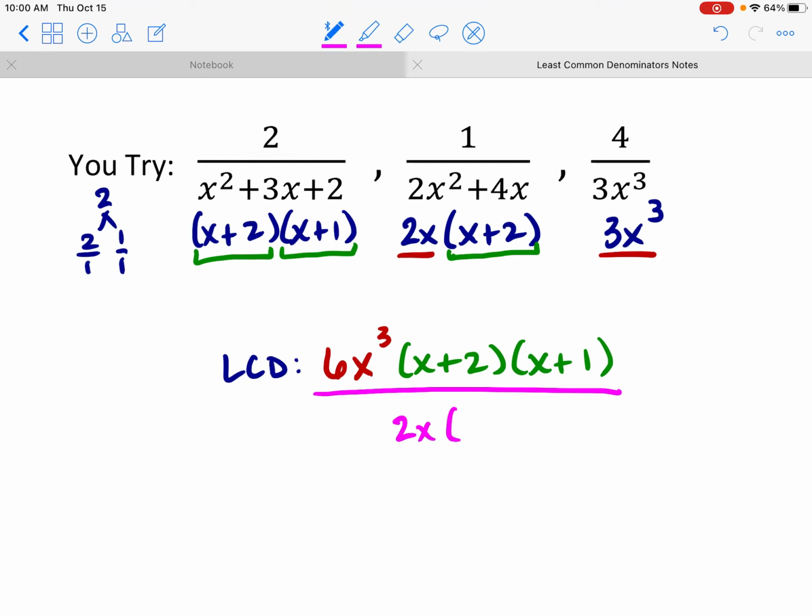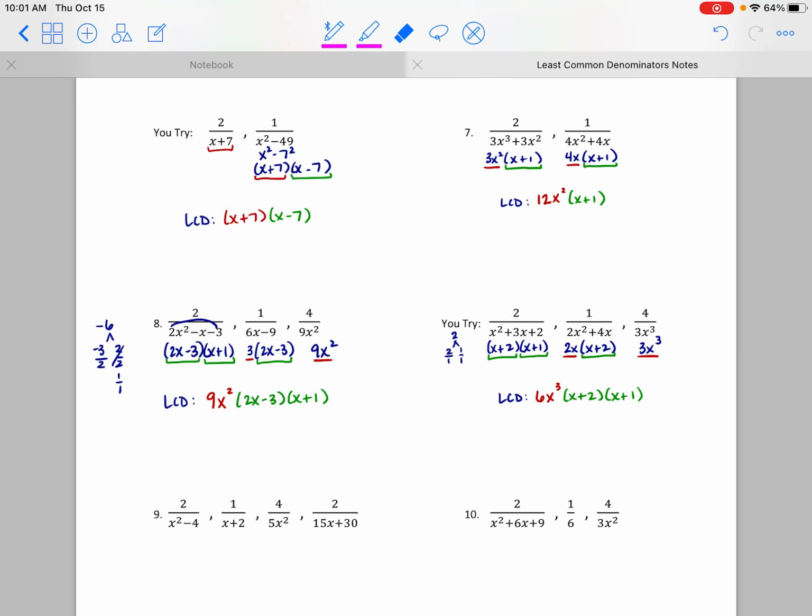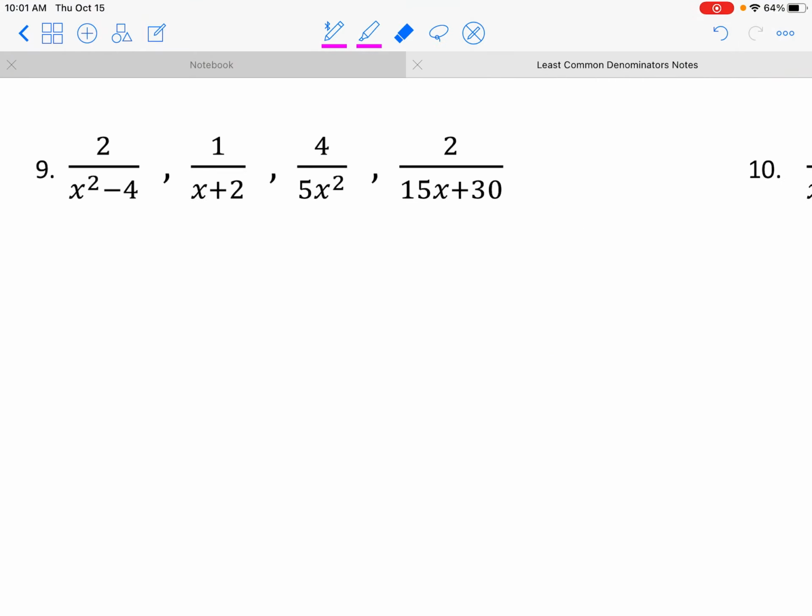Okay, let's check the second one. Does 2x times x plus 2 divide in? Yes, x plus 2 divides in, 2 divides into 6, x divides into x to the third. So we are good. And the third one, does 3x cubed divide in? Absolutely. 3 divides into 6, and x cubed divides into x cubed. So we are good. Okay, if you just want to double check, make sure that all of your denominators divide evenly into what you're saying is the common denominator. All right, let's keep moving along here.